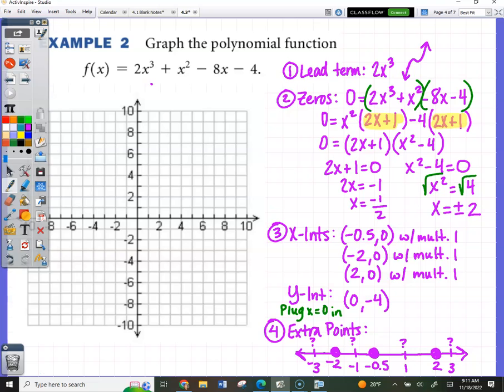Okay, so I'm going to plot my x-intercepts first. I got -2, -1/2, +2. Then I have a y-intercept at -4. And I know my end behavior is the left side's going down. I'm going to remind myself, okay, the left's going down and the right's going up before I go to graph this.